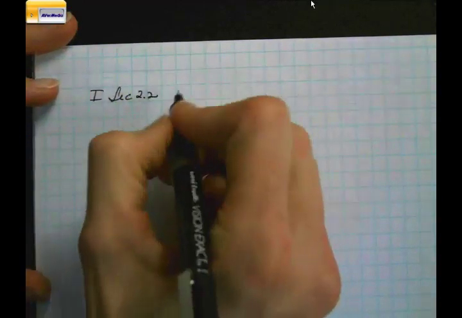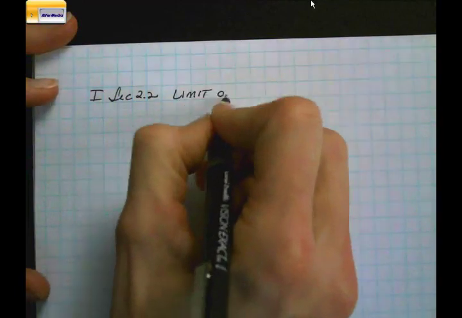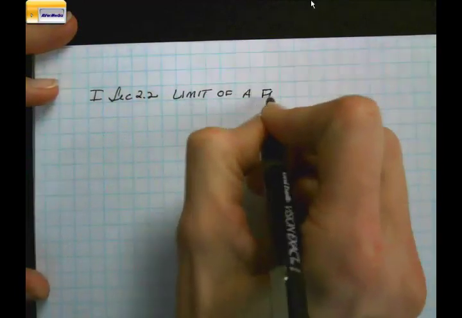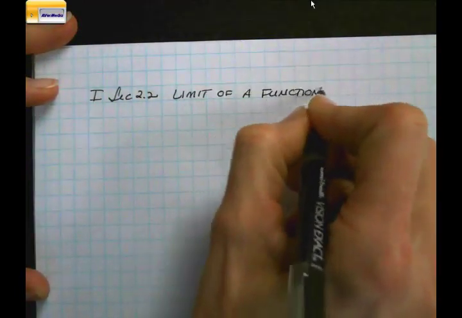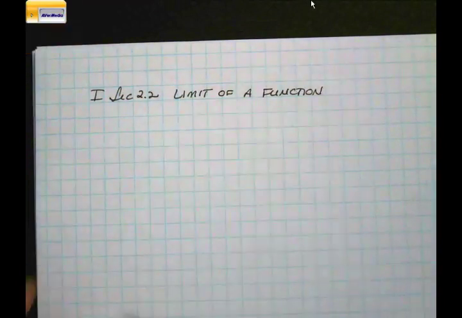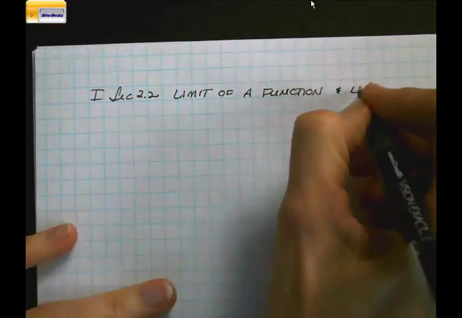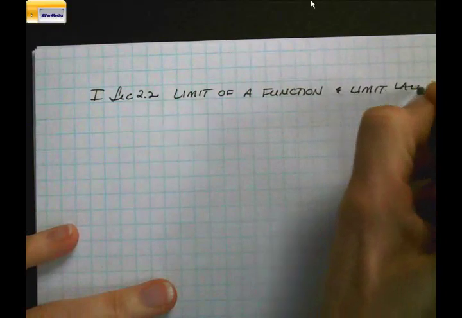Okay, so we're looking at section 2.2, and this is called the limit of a function. And we really don't get to the true detail of limits even in this section, but we start to, and limit laws.